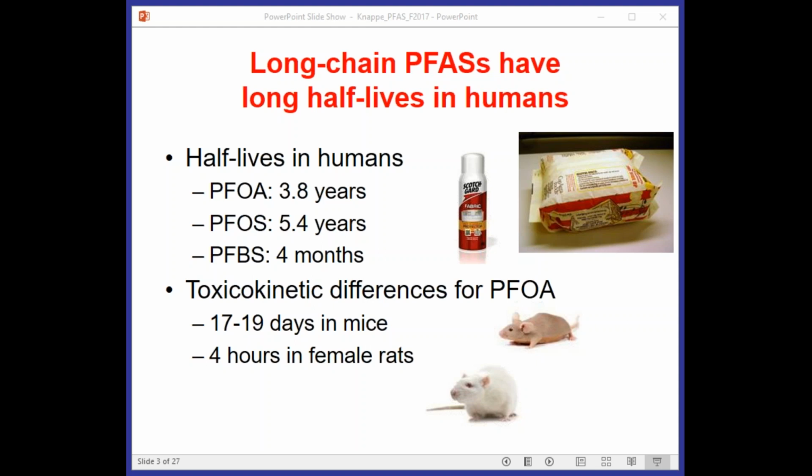One of the challenges with toxicity studies is that most of the data that assesses toxicity comes from animal models like mice and rats, and the bioelimination of PFASs in rats and mice is much more rapid than in the human body, and that adds uncertainty to how well we can assess the toxicity of these chemicals. The next slide.